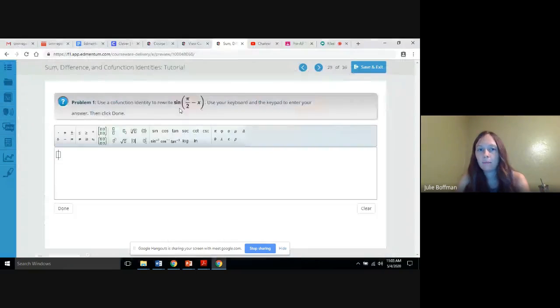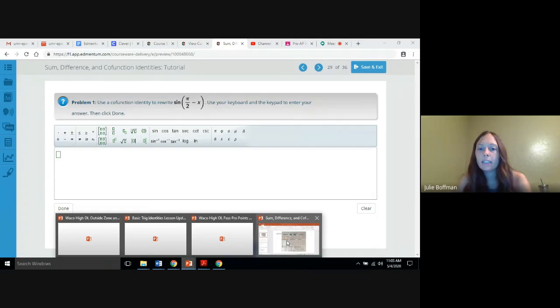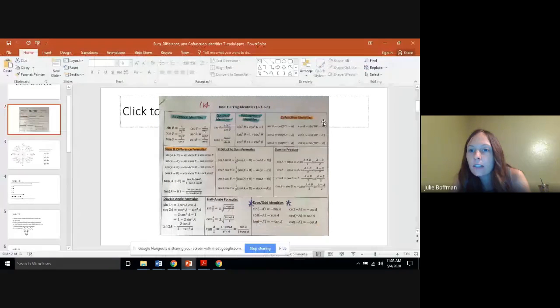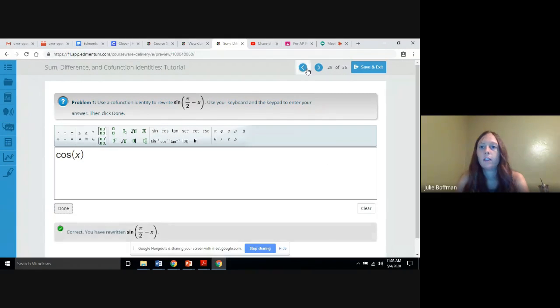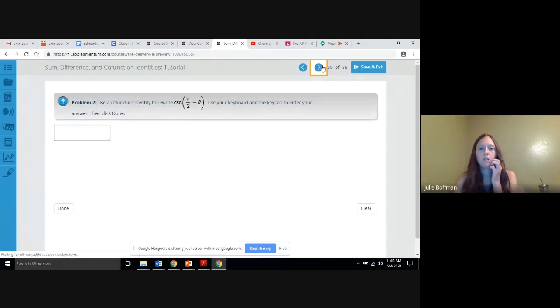So that's the same thing. Anytime you see that, just know it's still a cofunction identity. So think about this as 90 degrees minus x. What is that equivalent to? Well, sine of 90 degrees minus x is this one, and that equals cosine x, or a, but because they use x, we're going to use x. So you're going to put cosine x. And then you should be able to move on.